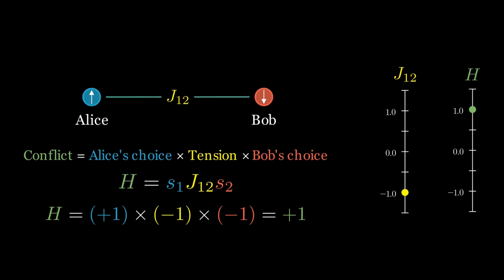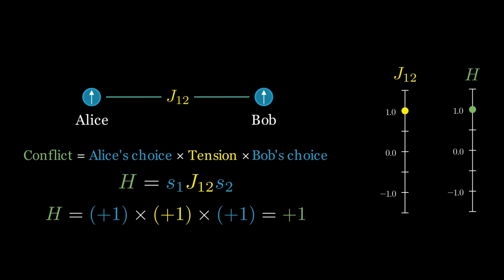Now, what happens if we dial up the tension so their relationship is tense, with J equal to +1? In this case, their disagreement actually leads to a low conflict, -1. But if they agree while in a tense relationship, the conflict becomes high and jumps to +1. In this state, they're almost expected to disagree.